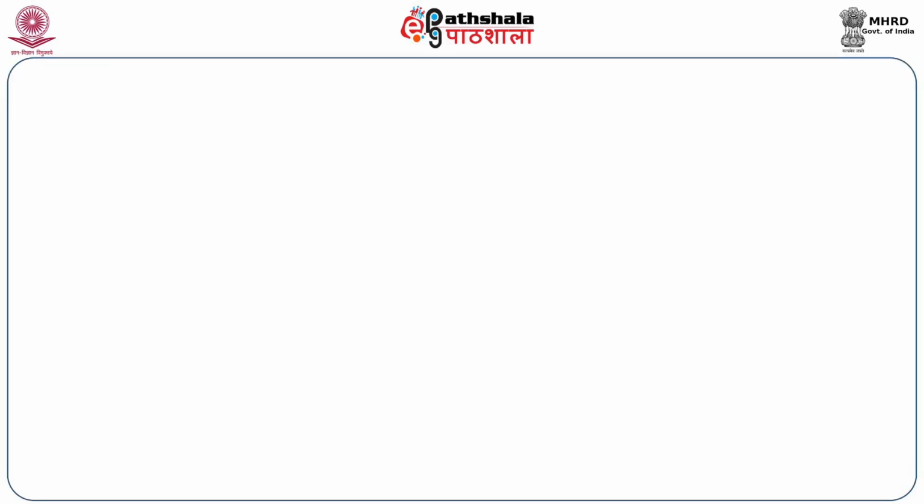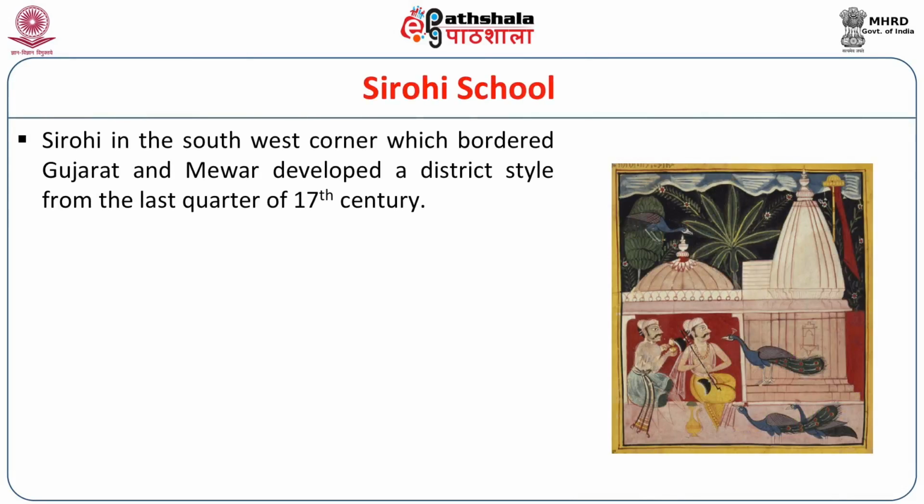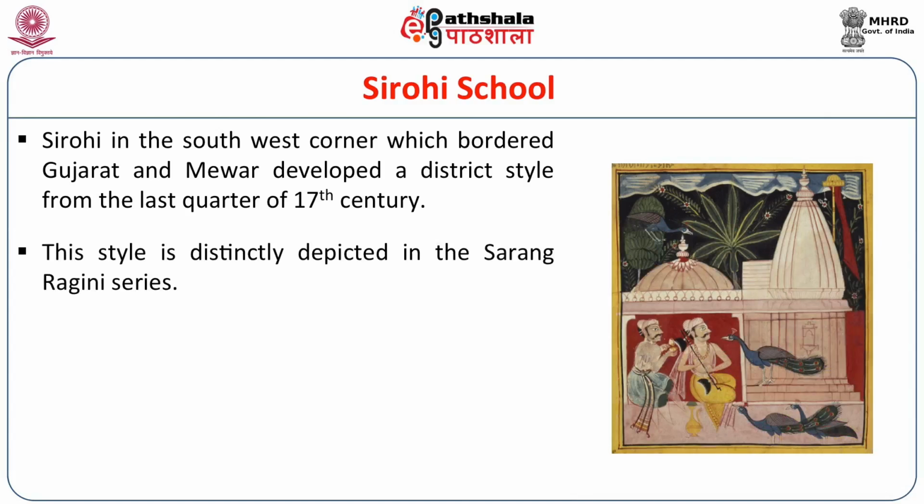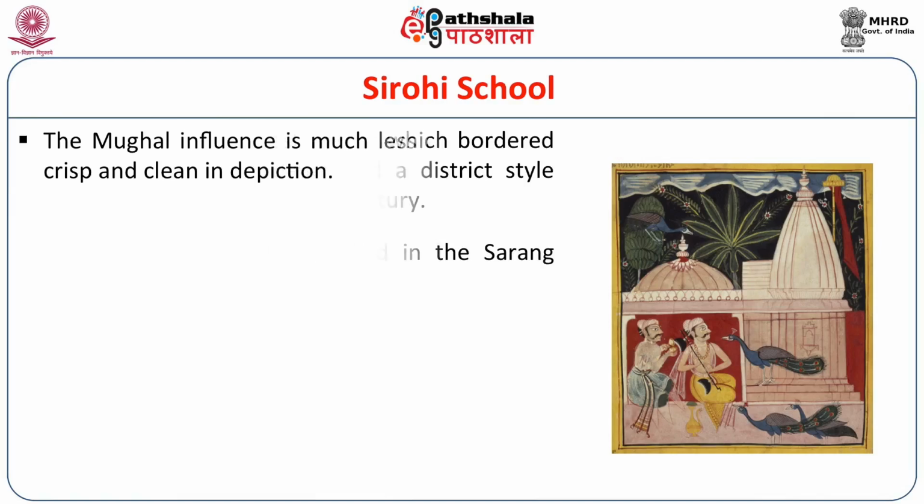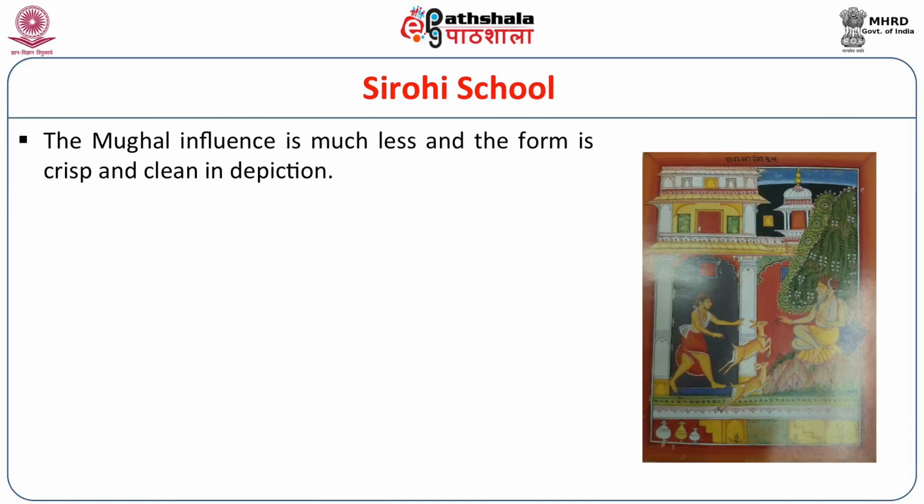Now, let's move to a very interesting group of Rajput paintings, the Sirohis. Sirohi is in the southwest corner which borders Gujarat and Mewar, and developed a distinct style, usually said to be from the last quarter of the 17th century. This style distinctly depicted the Sarang Ragini series. The Mughal influence is much less and the form is crisp and clean in depiction.